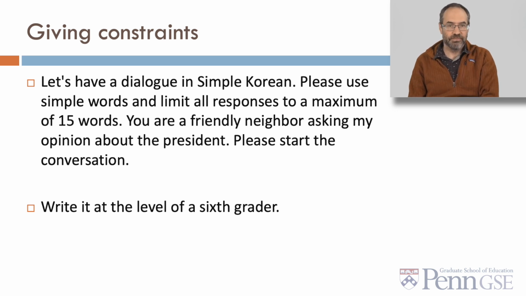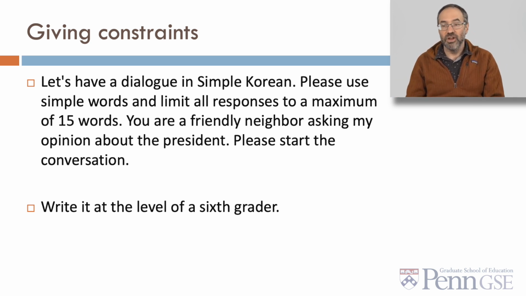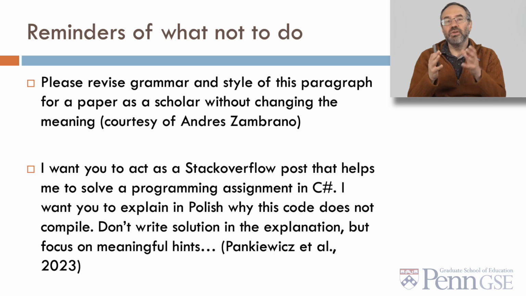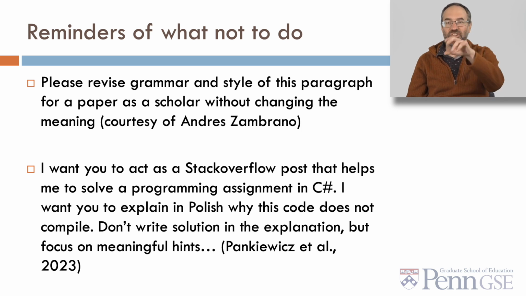but you probably won't end up with 40. Another example of constraint is write it at the level of a 6th grader. If you just add that to whatever your prompt is, you'll get simpler language. It'll also simplify the ideas too, which you may or may not want. You can also give it reminders of what not to do. So in this first example, please revise grammar and style of this paragraph for a paper as a scholar without changing the meaning. Super important to say without changing the meaning, or it will change the meaning for you to what it thinks you should be talking about.